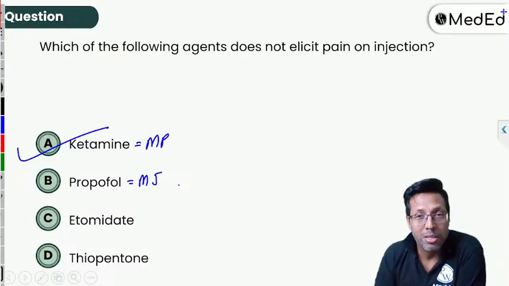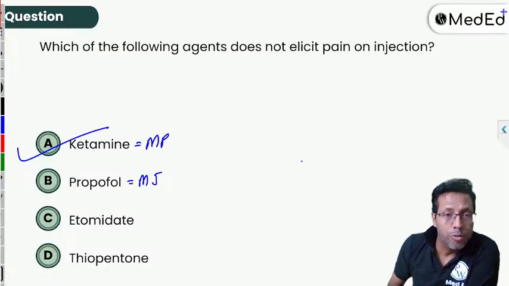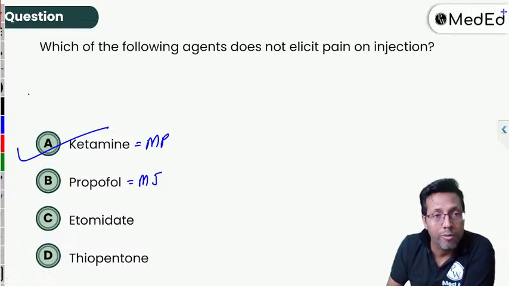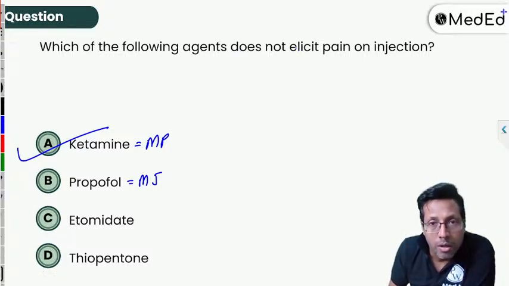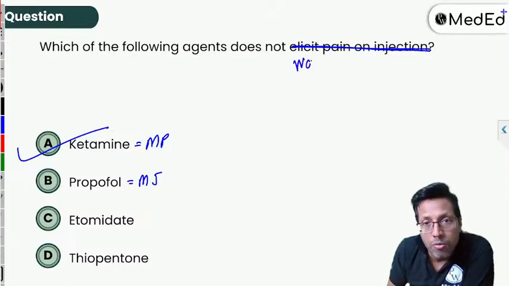Yes, ketamine is one of the best drugs here. Same way, now, if I can change the question here. Sorry, I just want to change the question. Which of the following agents does not work on GABA receptor?